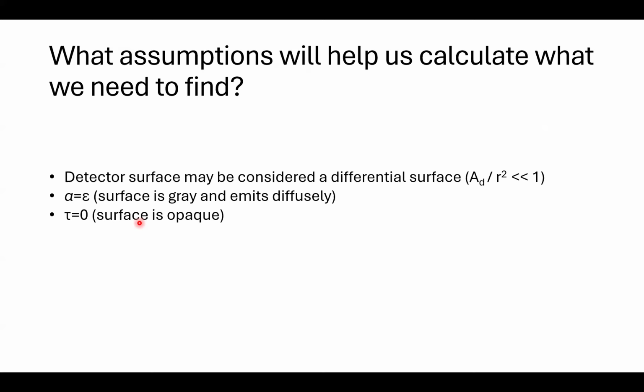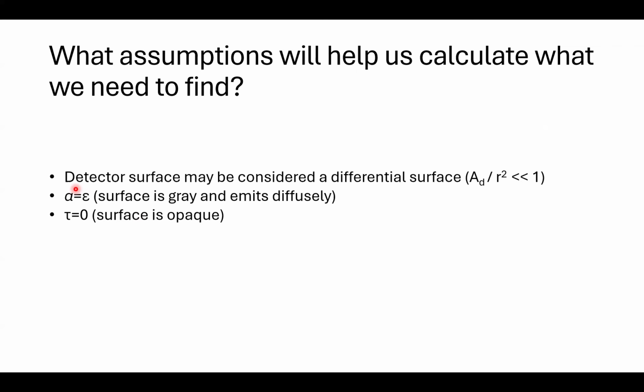So to solve this problem, we'll be making a few assumptions. The last two here are given to us pretty much in the problem statement. So we're assuming that the surface is gray and emits diffusely. This just allows us to say that the absorptivity is equal to the emissivity. We're also going to assume that the surface is opaque, and that allows us to say that the transmissivity is equal to 0.